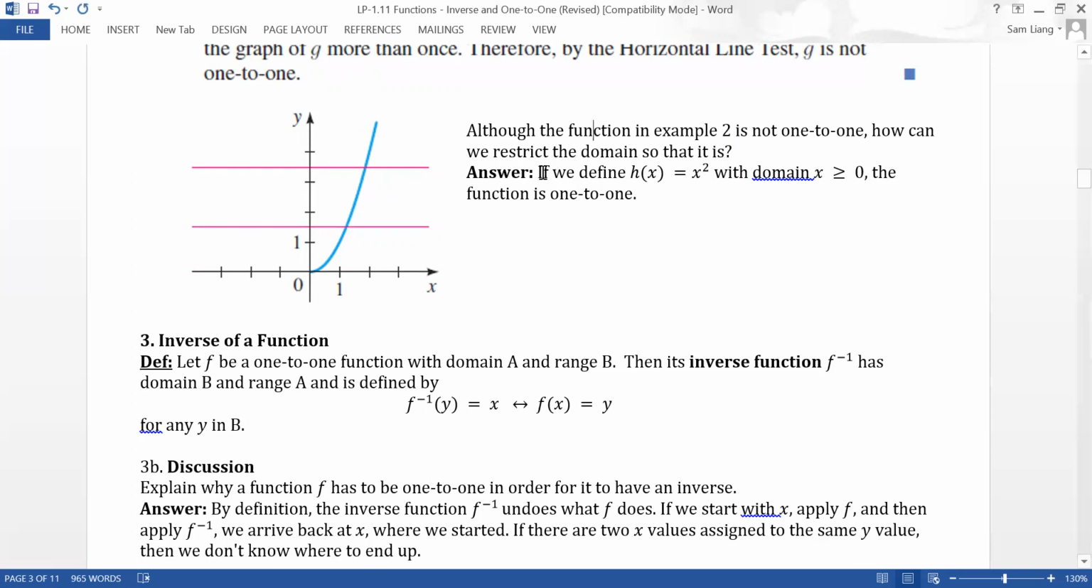But yeah, as you see here, the answer is if we define h of x equals x squared with domain x is greater than or equal to 0, the function is one-to-one. Okay, so anything that's positive or 0, so if you just have the right-hand side of the graph, I guess, the parabola, or half the parabola, this function would be one-to-one, and it would have an inverse. Okay, but yeah, that's a segue into our next half of the lesson, which is the inverse of a function. Okay, for that, let me get to the definition.